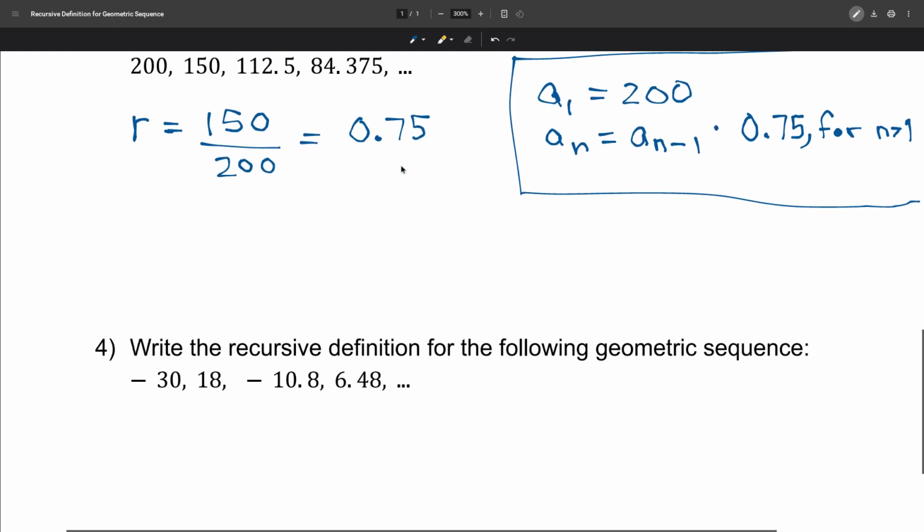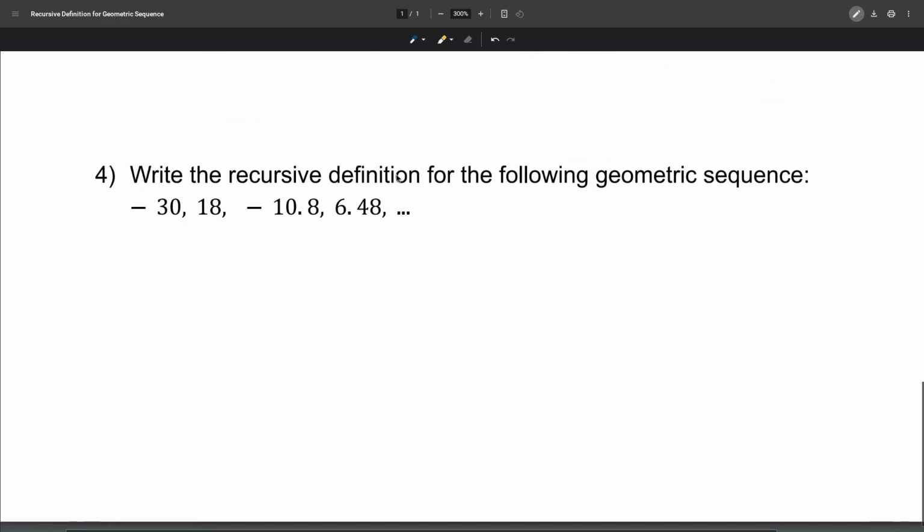All right, one more. Let's try this last one. Write the recursive definition for the following geometric sequence. So we're going to figure out our common ratio r. We're going to divide 18 by negative 30, and we're going to get a common ratio of negative 0.6. You'd want to check these doing maybe other terms as well, just to make sure.